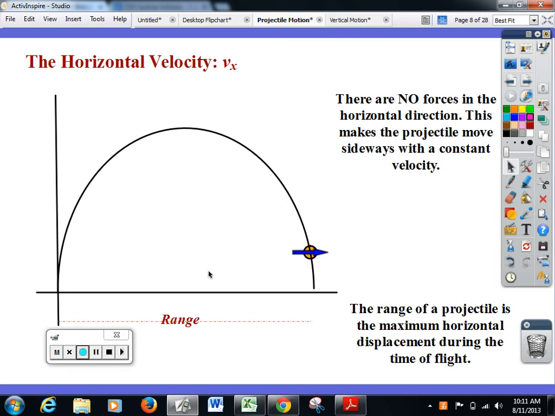Why is it a key difference to the vertical? Because at the top of the path, is there any vertical velocity? No. Remember, it's just two motions. It's been thrown up and down, and it's been thrown that way at the same time. This is my vertical velocity, and this is the horizontal.